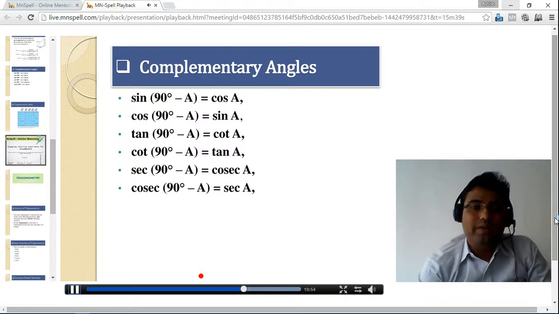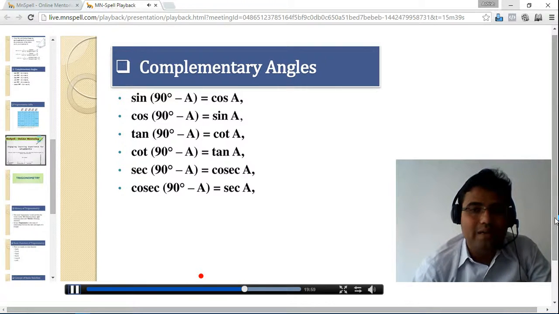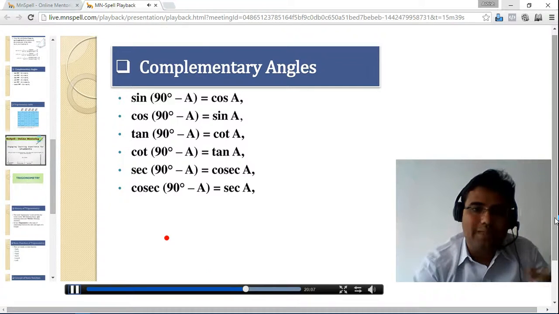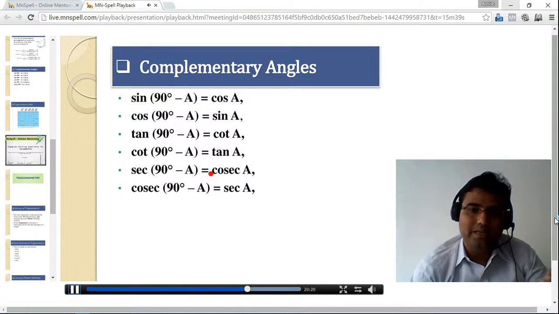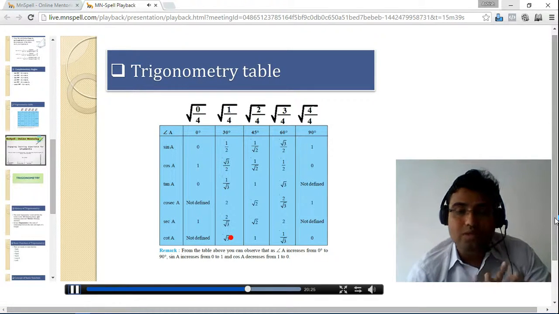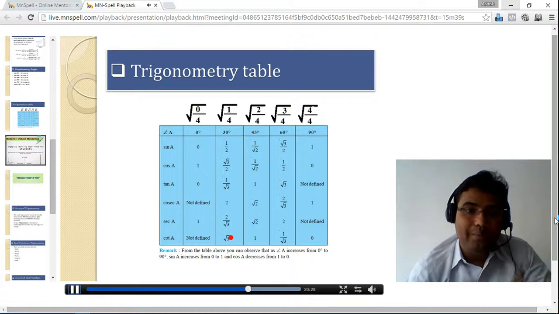Now we will look at complementary angles. In our triangle, one angle is 90, so the other two angles sum to 90. So sine of 90 minus A is cos A. Cos of 90 minus A is equal to sine A. Tan of 90 minus A is equal to cot A, and cot of 90 minus A is equal to tan A. Similarly, sec of 90 minus A is cosec A, and cosec of 90 minus A is equal to sec A. With the use of these complementary angles, we can easily memorize the trigonometry table.